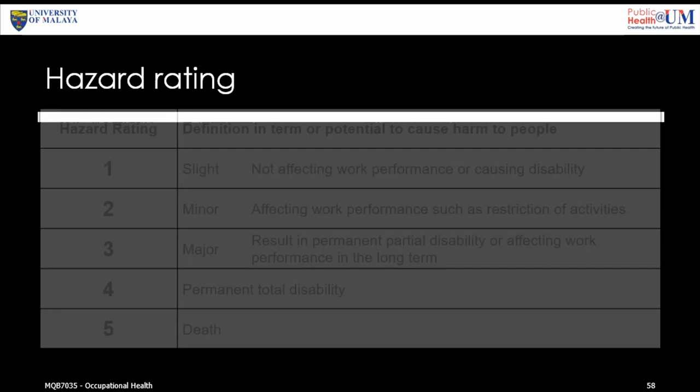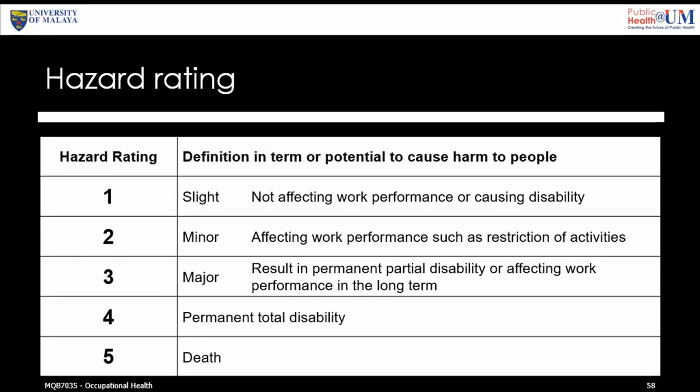Hazard rating. I think this is what we discussed today. You can rate it any way you want, but we use five levels. We look at whether it causes death, permanent disability, major, minor, or slight injury. Of course, you can have other kinds of hazard rating based on probability of the event, probability of consequences, or consequences of the event. But these are based on consequences, very rough consequences of the event.